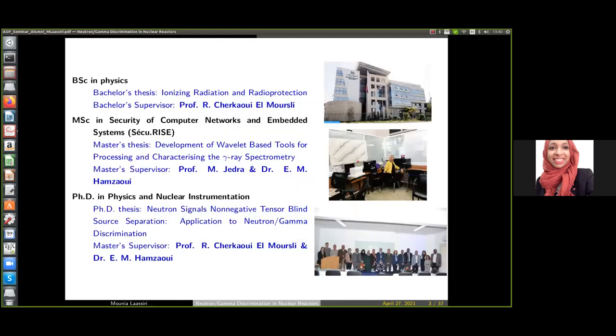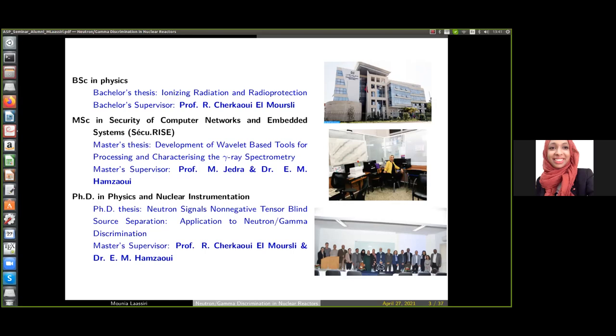So, becoming a physicist. I received a bachelor's degree in fundamental studies, science of the physical matter. My bachelor's thesis focused on ionizing radiation and radio protection under the guidance of Professor Raja Sharkawi Al-Mursali. After that, I received a master's degree in security of computer networks and embedded systems, Securize. I worked with Dr. Al-Mahdi Al-Hamzawi from CNESTEN, National Center of Nuclear Energy Sciences and Technique.